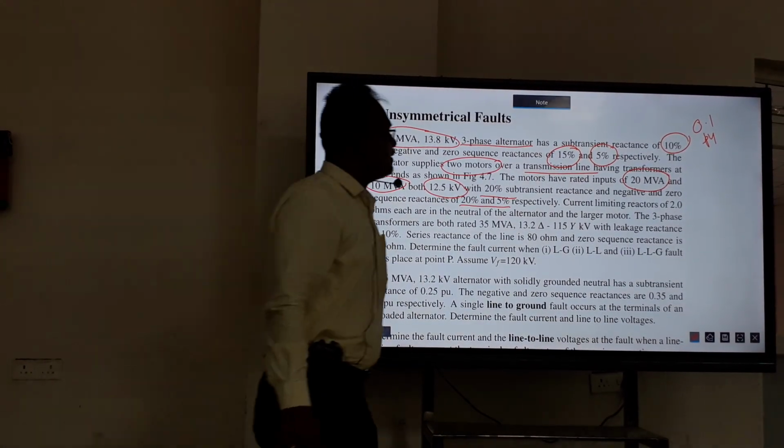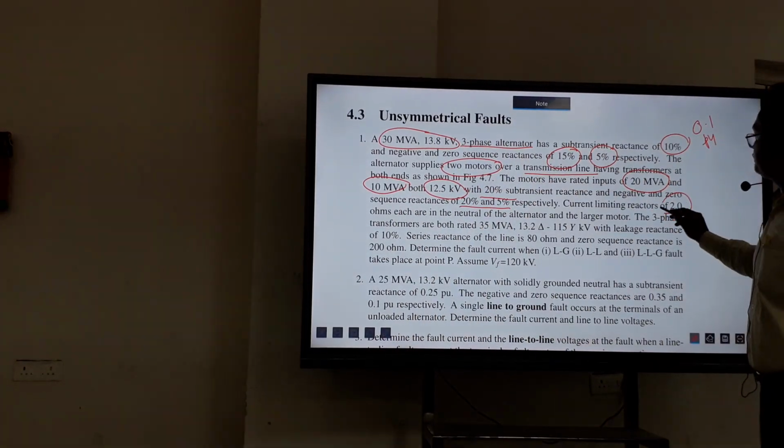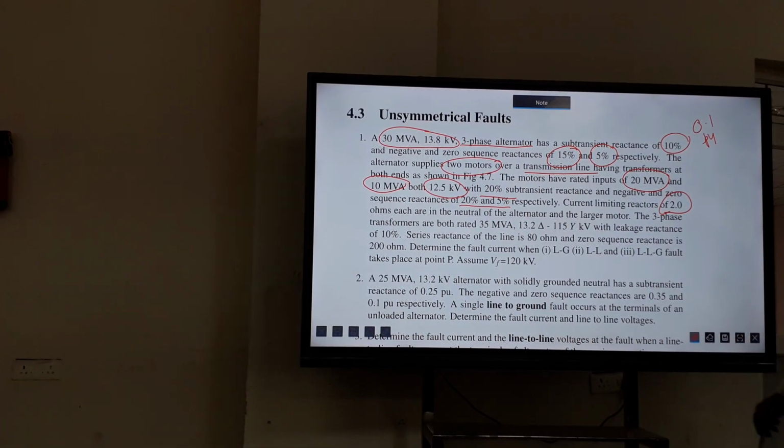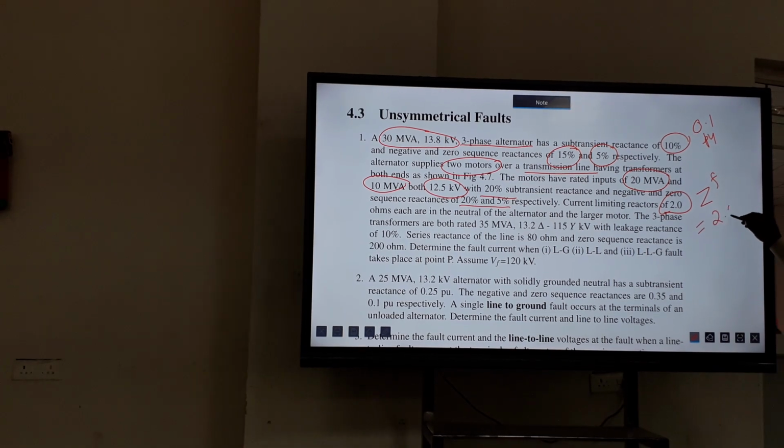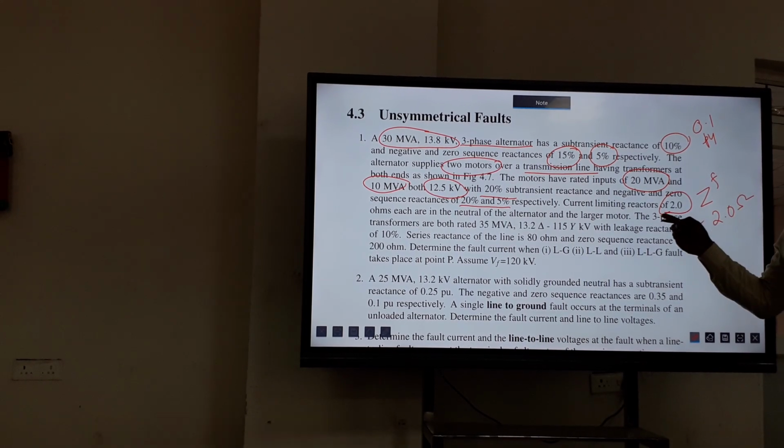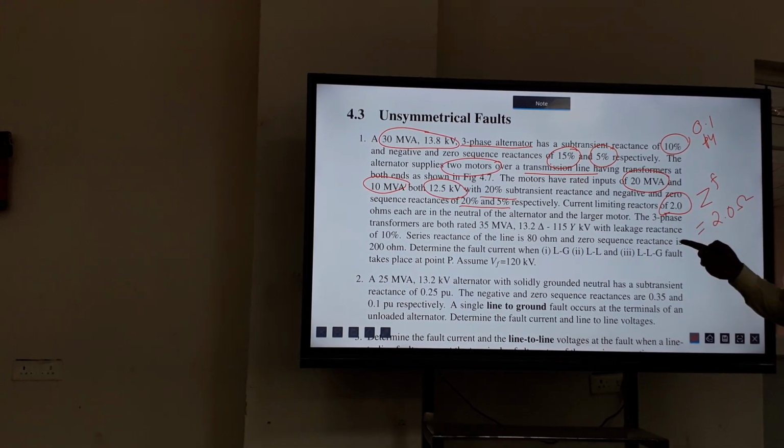Then there is a current limiting reactor of 2 ohm in the neutral of the alternator. That means ZF is equal to 2 ohm. It is given, okay, the fault impedance is given because there is a current limiting reactor.